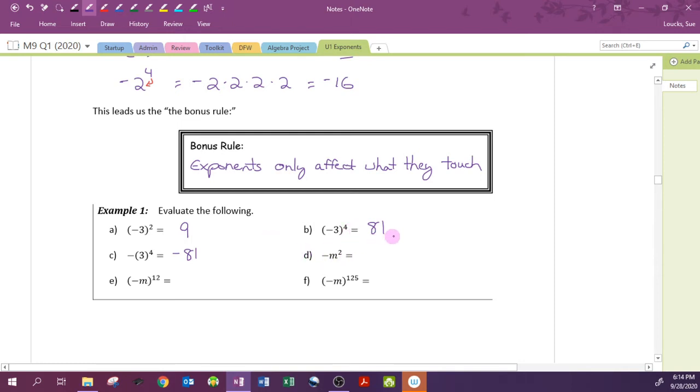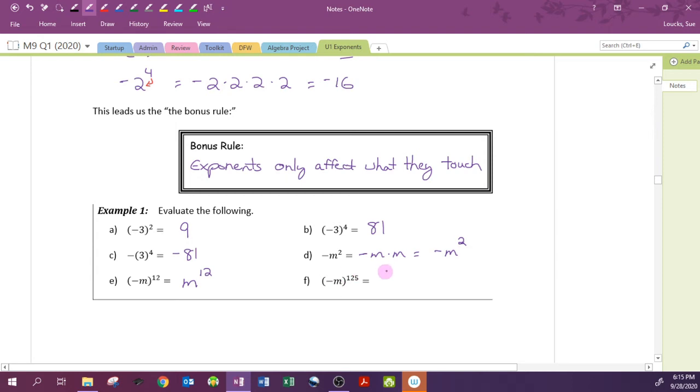For D, negative m squared, well, I can't actually evaluate that. I can just decide if it's going to be positive or negative, so I'm simplifying it. And the 2 is only touching the m, so this is negative m times m, which is negative m squared. Okay, I can't change anything. I'm still going to end up with just 1 negative sign. Okay, this one, the 12 is affecting everything in the brackets, so I have 12 negative signs. My answer will be positive, so this equals m to the 12.